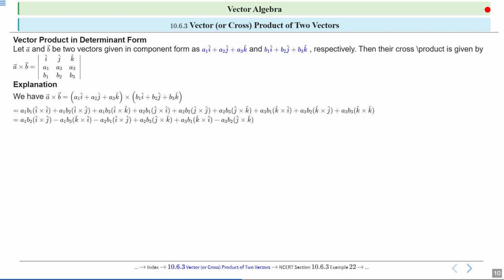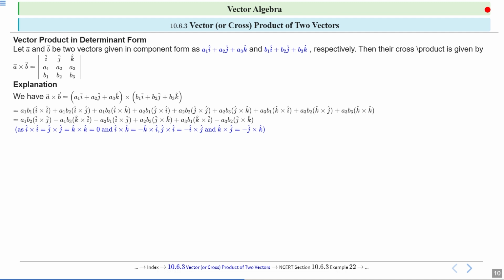So next we will simplify by using the properties of the cross product. So a1 b2 i cap cross j cap minus a1 b3 k cap cross i cap minus a2 b1 i cap cross j cap plus a2 b3 j cap cross k cap plus a3 b1 k cap cross i cap minus a3 b2 j cap cross k cap, okay?